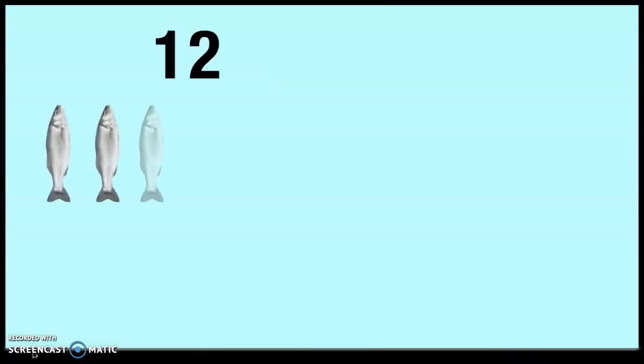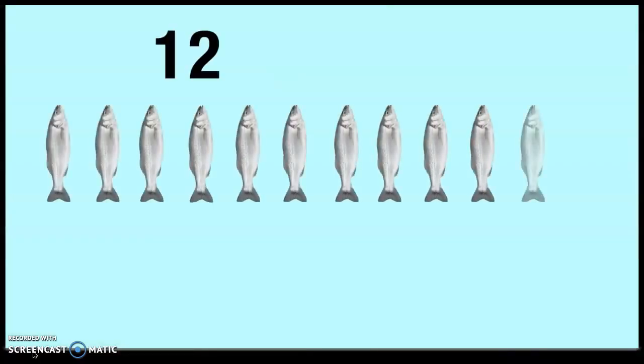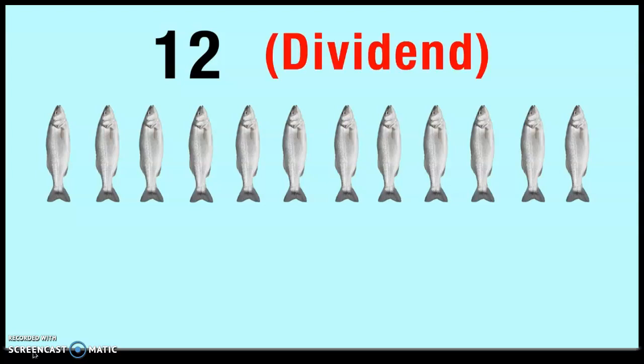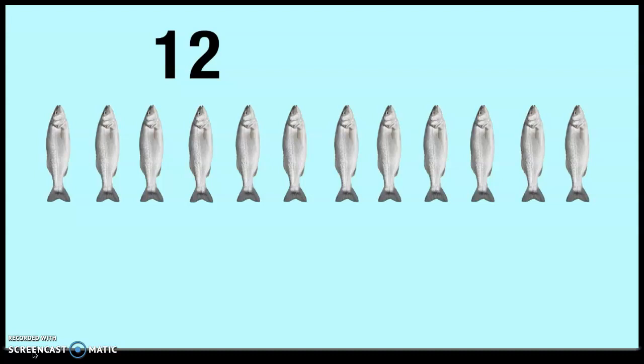Francois bought 12 small fish for the dogs. We will call the 12 fish the dividend. We will separate the fish into equal groups by dividing.